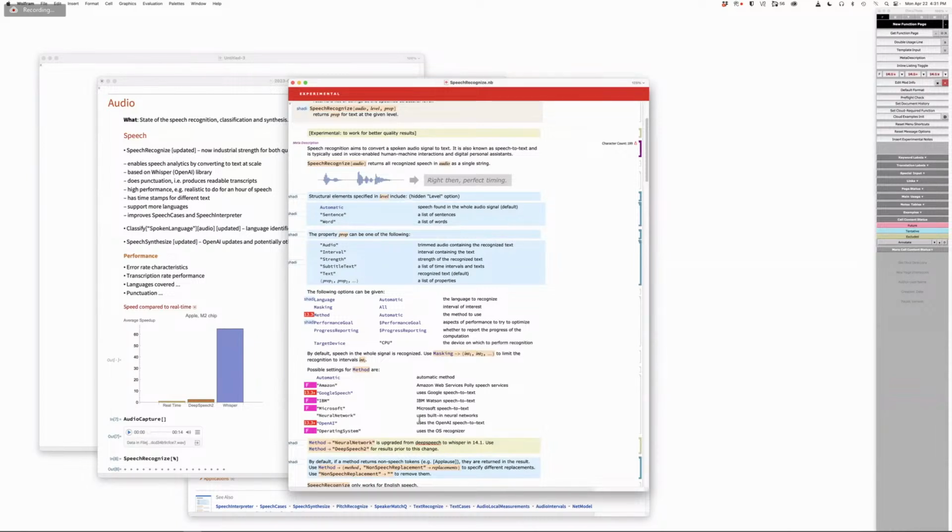What the hell? I mean, it's just illiterate. It uses the OpenAI speech to text. Why does it say "the" there? I don't understand. It's just illiterate.